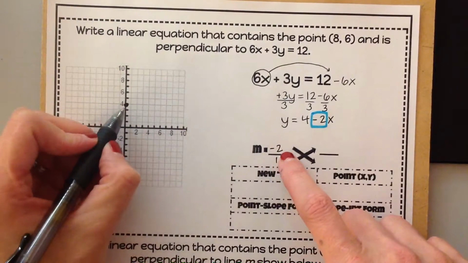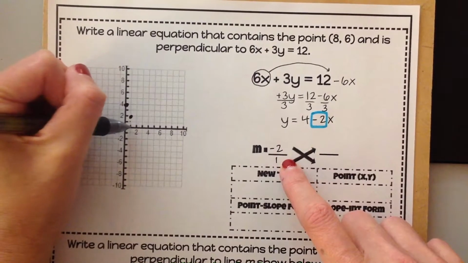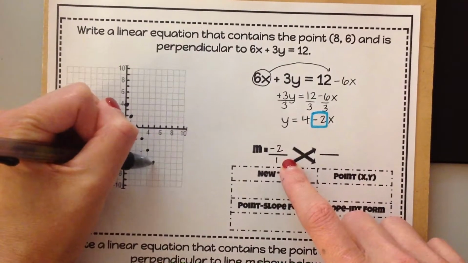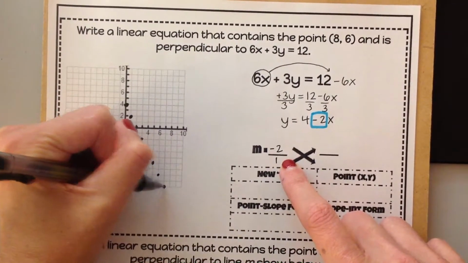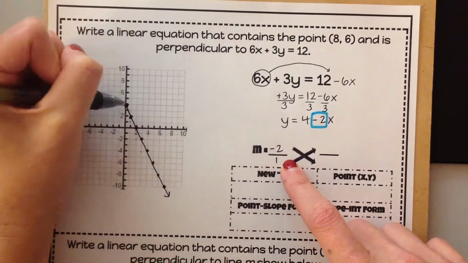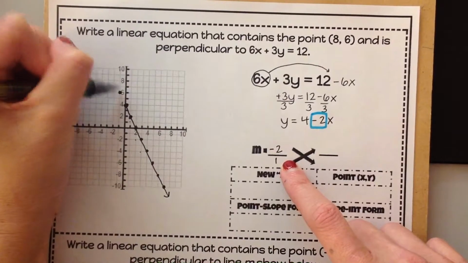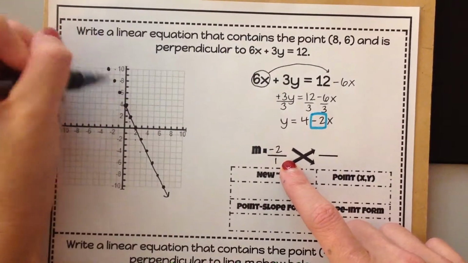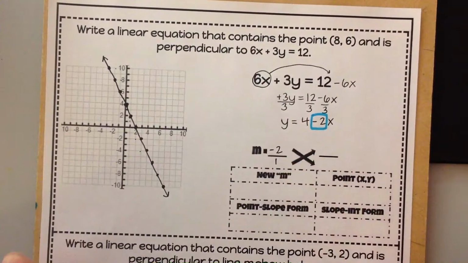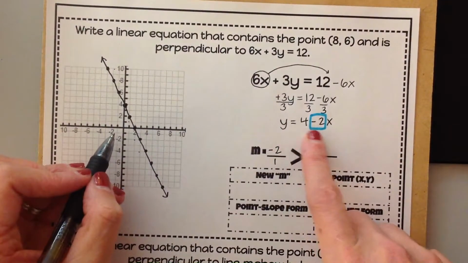So I'm going to go down 2, right 1, and make a point. Down 2, right 1. And I'm going to continue that same down and right pattern until I run out of graph space. And I'm going to connect my points. And now I have to draw the other side or the back side of my graph line. So I'm going to go up 2, left 1, and continue that nice negative slant or angle. So there is the graph line for my linear equation, y = 4 - 2x.